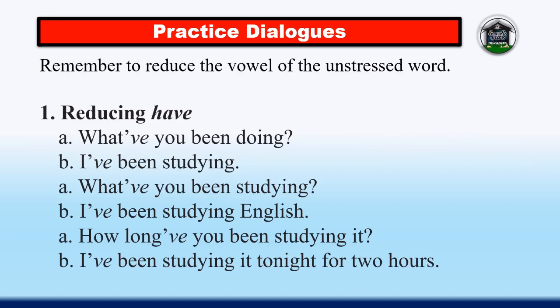Practice dialogues with unstressed words. Remember to reduce the vowel of the unstressed word. Number 1, reducing have. What have you been doing? I've been studying. What have you been studying? I've been studying English. How long have you been studying it? I've been studying it tonight for 2 hours.